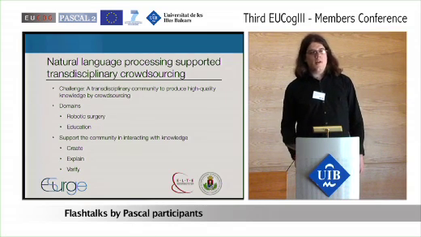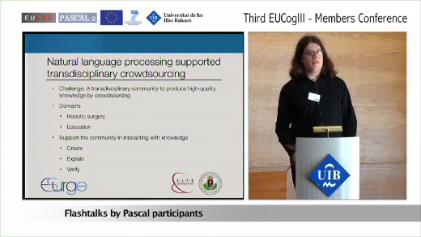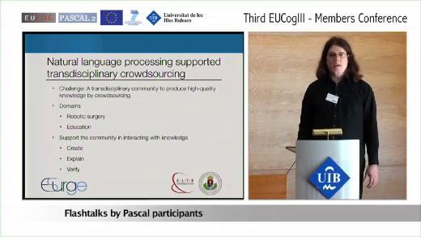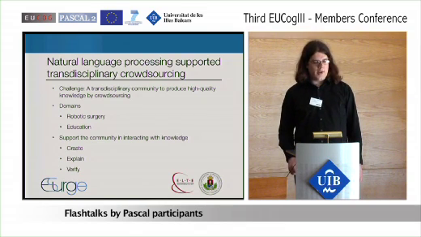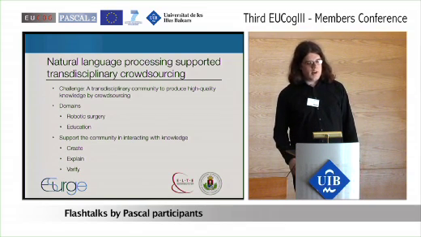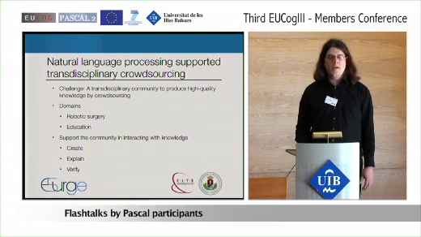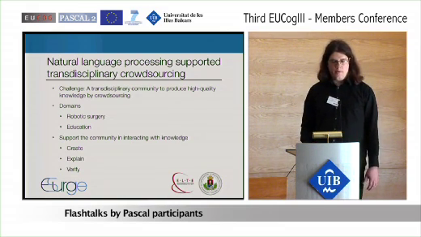And the challenge we address here is how to bring together a transdisciplinary community and how to help them create knowledge. Currently, we work with 2 communities, one in robotic surgery and one in education, and we support them by providing intelligent features through a web portal.